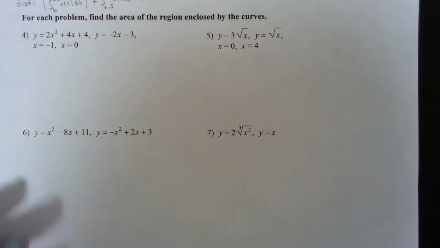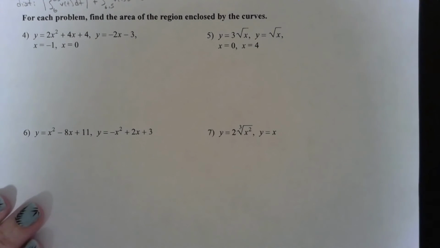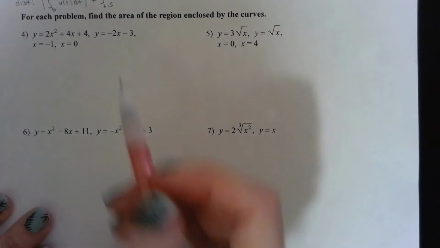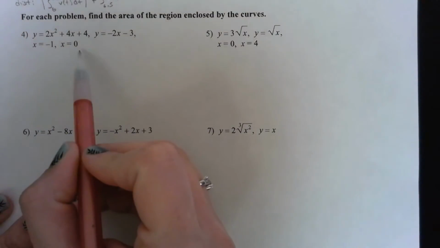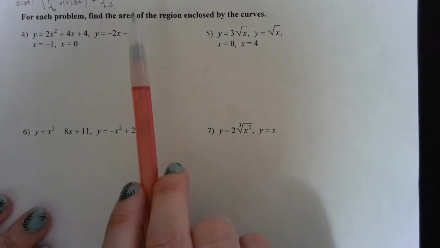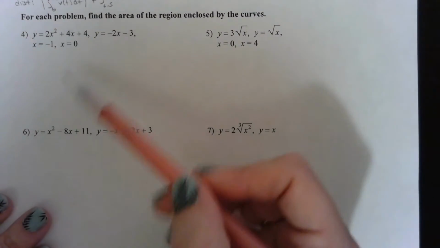So we want to make sure we look at all of these pieces really carefully. Okay. y equals 2x squared plus 4x plus 4, and y equals negative 2x minus 3, and we've got x equals negative 1 and x equals 0. So these two pieces right here are kind of giving me my vertical boundaries at negative 1 and 0. Then these two are going to give me my functions that I need to find the space between.